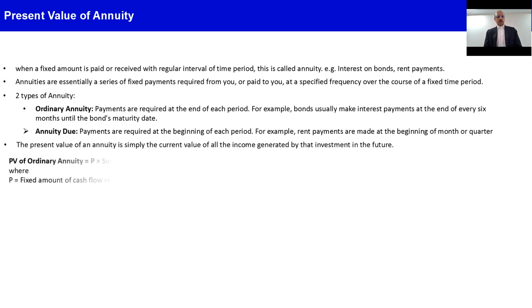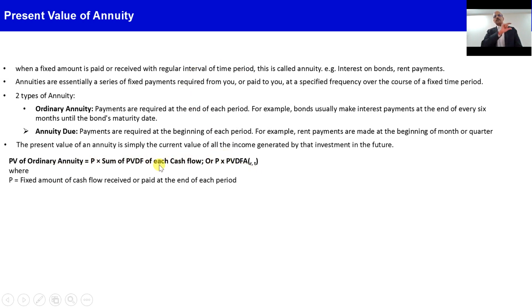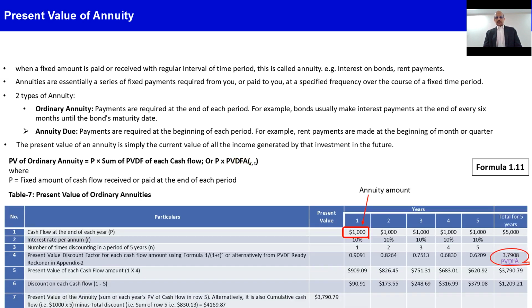So how do we calculate the present value of an annuity? In case of an annuity, since the numerator, which is your P, is an equal amount throughout the period, we can sum all the PVDFs, the present value discounting factors, together, and if we multiply that sum with P, we get the same result. So the formula becomes P times the sum of the PVDF of each cash flow. Alternatively, when the period is so long that calculating the PVDF for every year becomes too time consuming, we have a PVDFA table which can also be used.